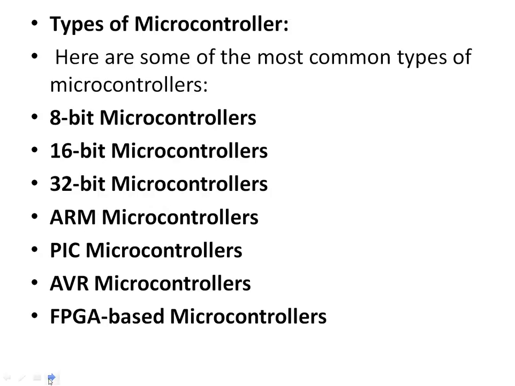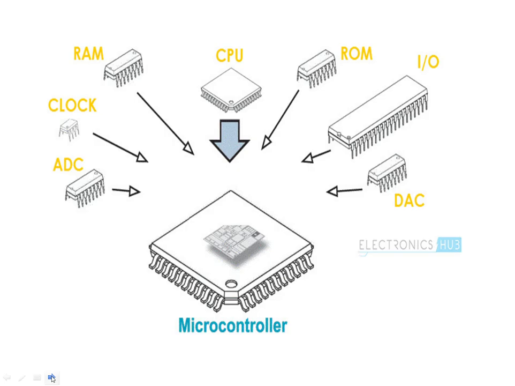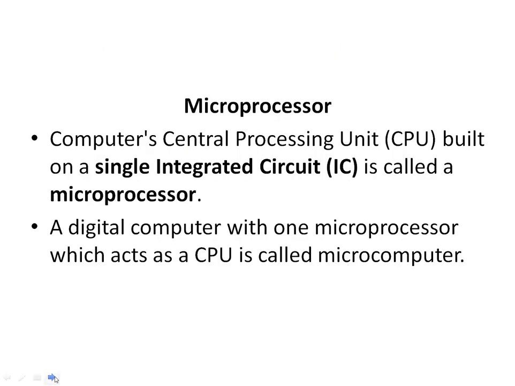Here are some of the most common types of microcontroller: 8-bit, 16-bit, 32-bit, ARM microcontroller, PIC microcontroller, AVR microcontroller, and FPGA-based microcontroller. In a microcontroller we have the RAM, clock, ADC, CPU, ROM, input, output, and DAC. These are the things connected with the control of the microcontroller.